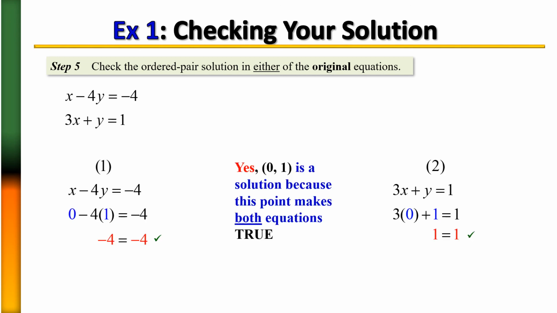So we said our solution is 0, 1. And notice when we plugged in a 0 for x and a 1 for y into both equations, it does check out. So yes, that is proof that the ordered pair 0, 1 is a solution, because this point makes both equations true.